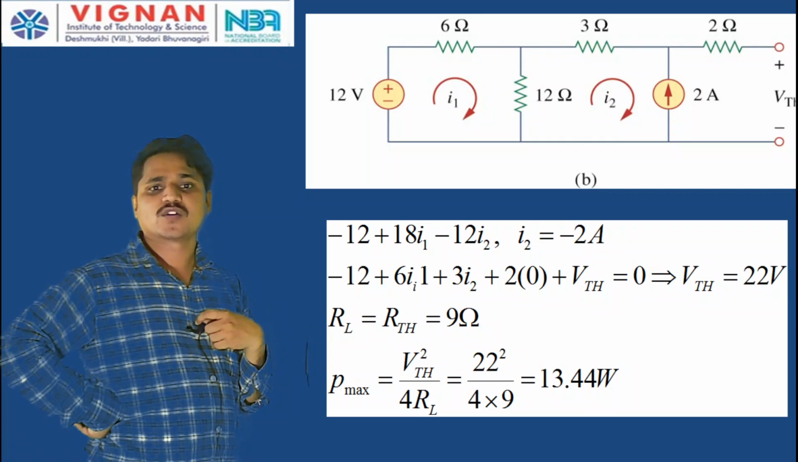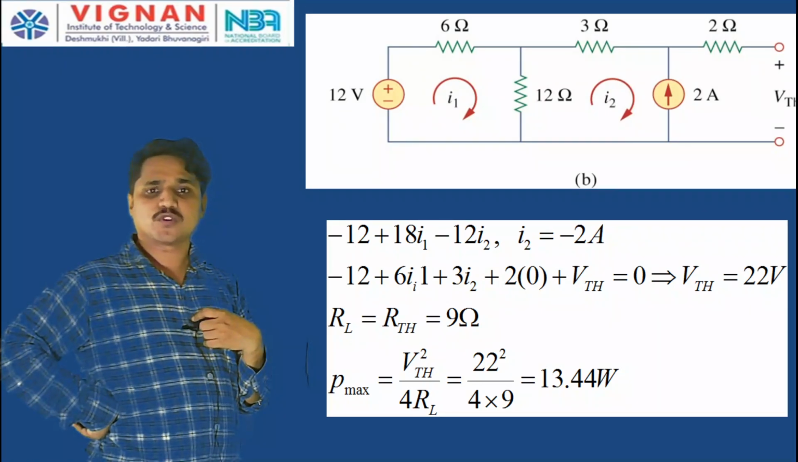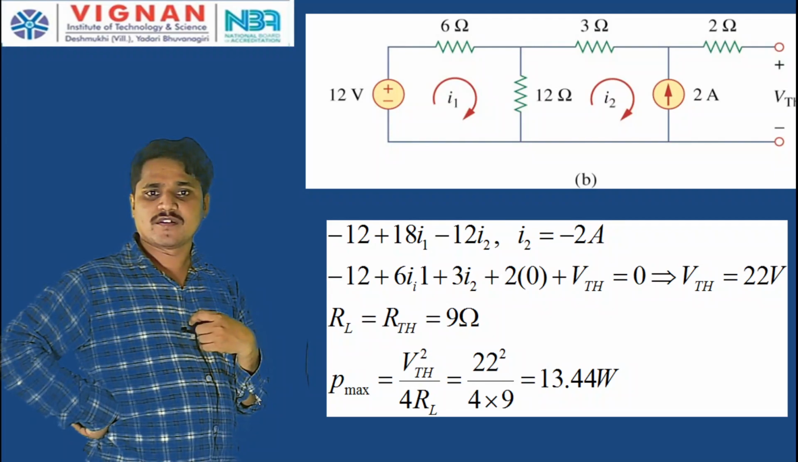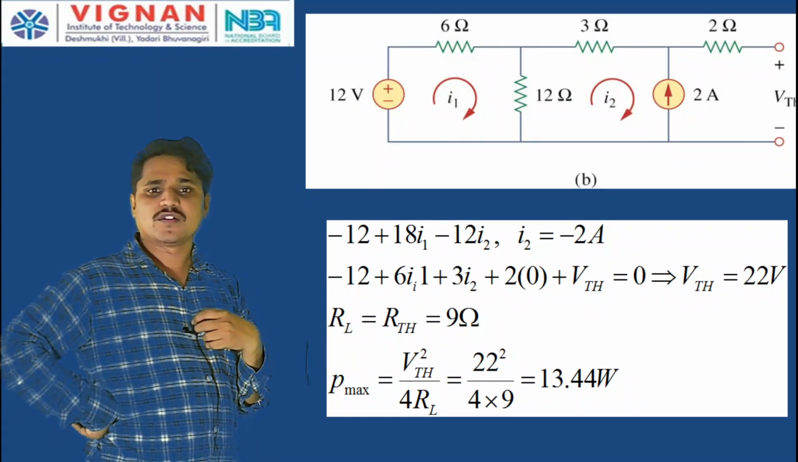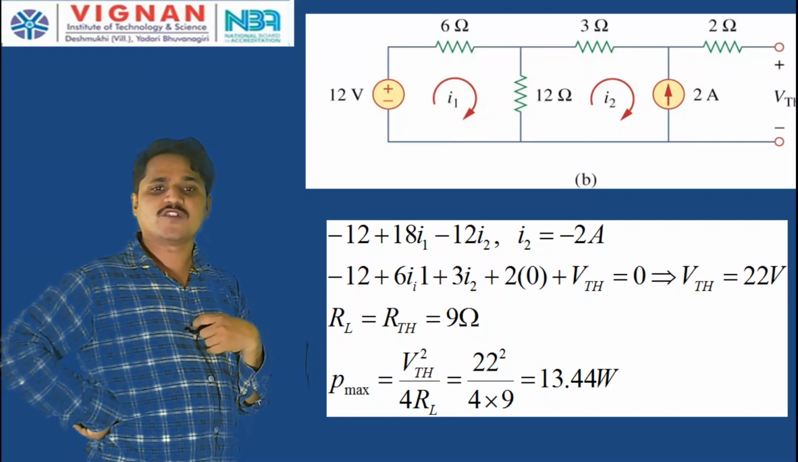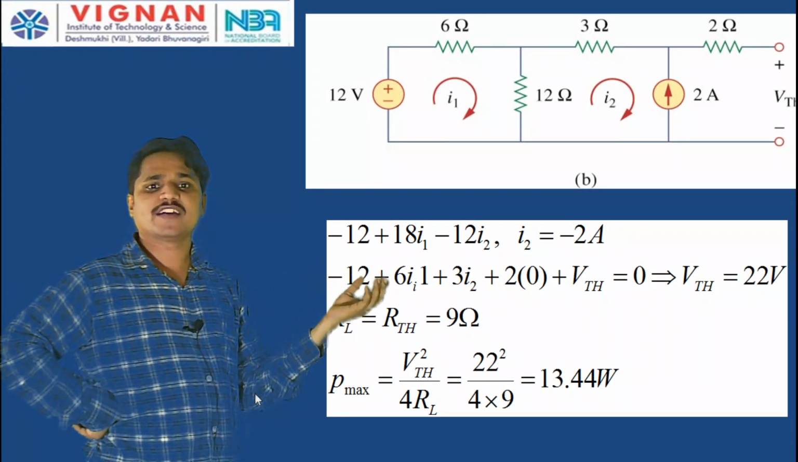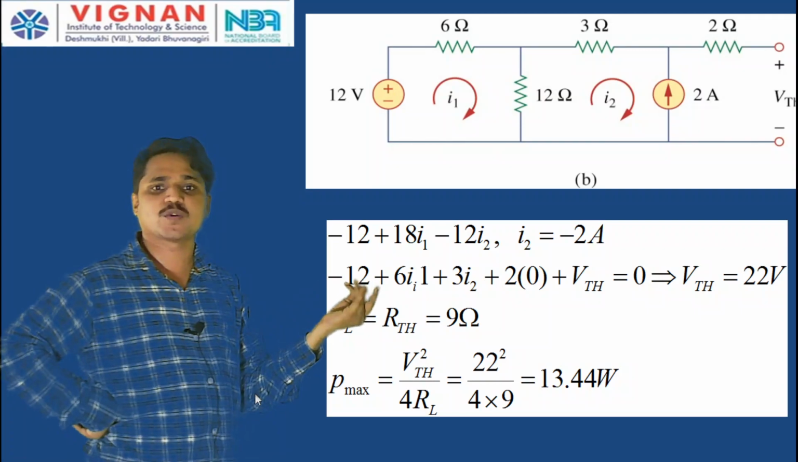What is I2? I2 is minus 2, so minus 12 into minus 2 gives plus 24. So 18 I1 plus 24 minus 12, how much? 12. That means you will get I1 equal to 1 ampere.